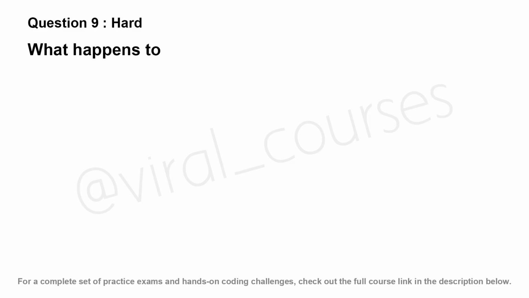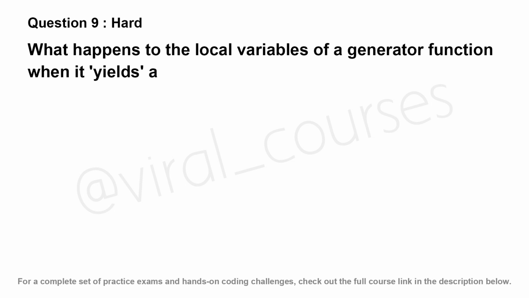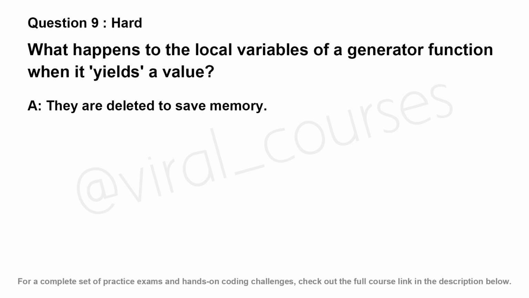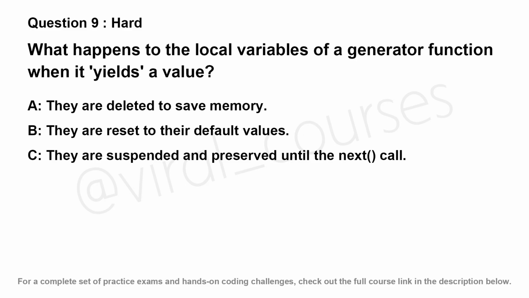What happens to the local variables of a generator function when it yields a value? Option A, they are deleted to save memory. Option B, they are reset to their default values. Option C, they are suspended and preserved until the next call. Option D, they are converted into global variables.